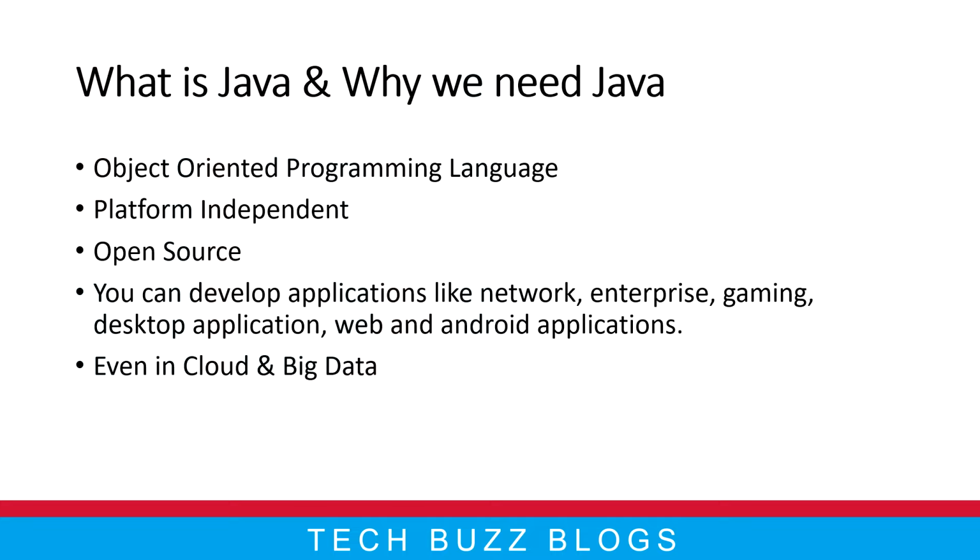So basically what is Java and why do we need Java? Java is an object oriented programming language. Java is platform independent. Java is open source. What is the meaning of object oriented programming language? Don't worry about it, that is one concept. It has a set of rules and regulations. You can think of class, object, encapsulation, polymorphism, inheritance; all of these fall under object oriented programming.